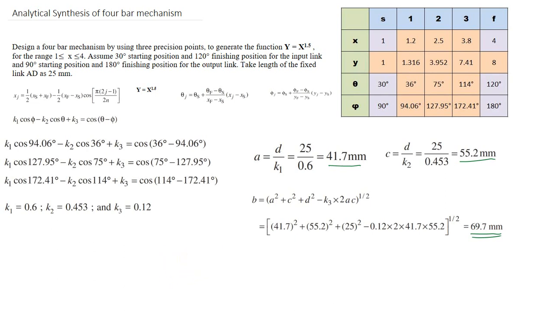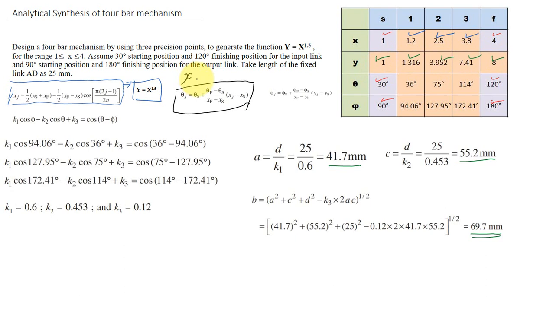I will explain the procedure once again. First of all, you have to write the given values, that means xs, xf, then theta s, theta f, phi s, phi f. These are all the given values. Next, you have to find the values of x1, x2 and x3 with the help of this equation. Next, in the question there will be a function, with which you have to find the values of ys, yf, y1, y2 and y3.